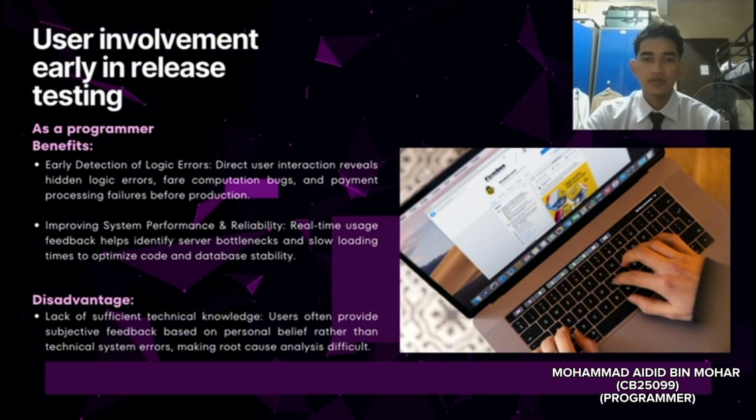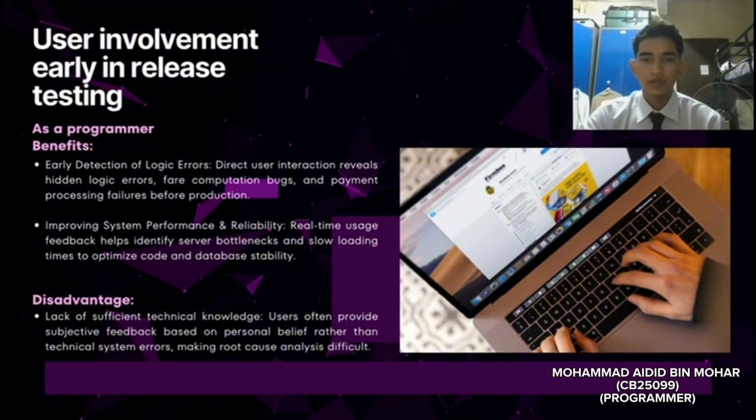For the second one, performance and reliability. User involvement allows me to observe the system under actual usage. It shows how the platform handles concurrent searches and bookings in real time. This feedback is vital for detecting bottlenecks in page loading times and server stability, allowing me to optimize my code and database operations for a smoother final release.